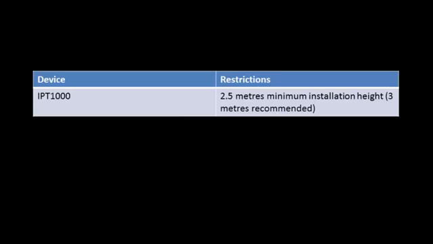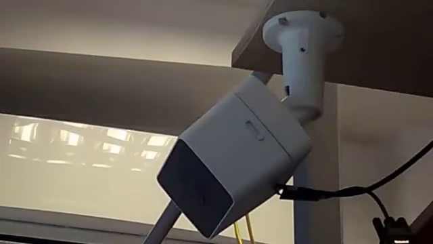Due to the unique sensor technology used, there are some important considerations that need to be taken into account when installing an IPT. Some models of IPT have installation restrictions. Please consult the table and locate your device model. While the tracking will function in an overhead installation, best results will be obtained with a 30 to 45 degree tilt angle, as shown here.